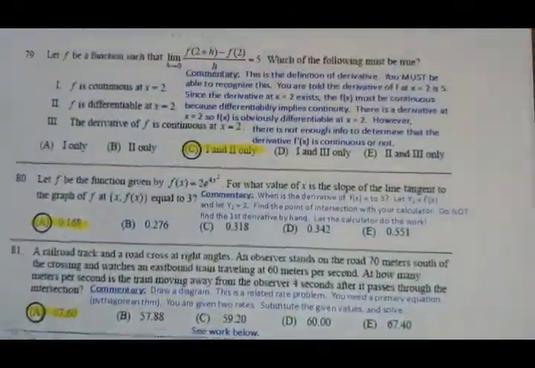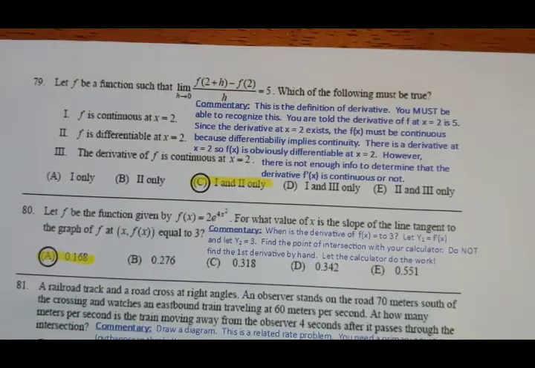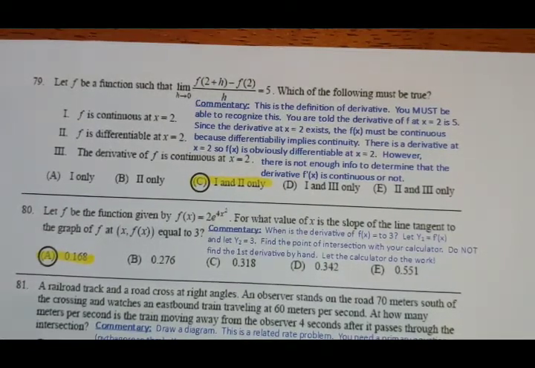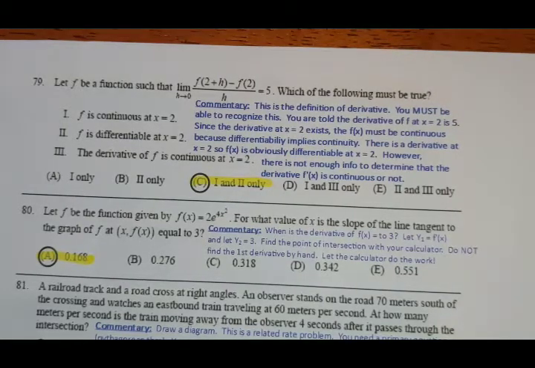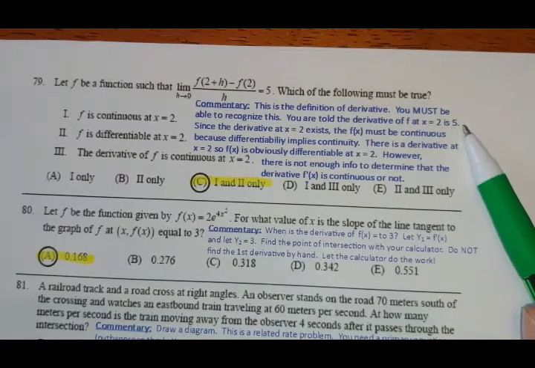Number 79. So in number 79, hopefully when you looked at that thing, you said, I bet that's the definition of derivative, and you would be right. So if you look at the commentary, this is the definition of the derivative, and you have to be able to recognize it. What they're really telling you in this case is that the derivative of some function f evaluated at 2, so it's a point-specific derivative. So the derivative of f at 2 is 5.